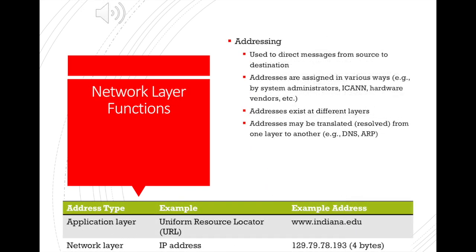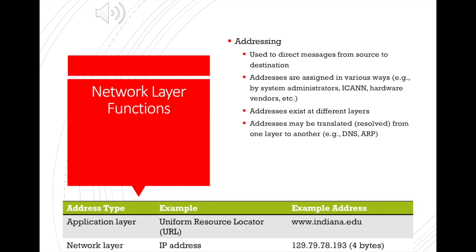So, addressing exists at all layers. It's used to direct messages from source to destination. Addresses are assigned in various ways. System administrators can assign an address. ICANN can establish an address, and we're going to go into that and what it stands for in later chapters. It's very important, and there's been a lot of recent history with ICANN. Hardware can deal with addressing, as we'll see, and that includes vendors and what have you. Addresses exist at different layers.